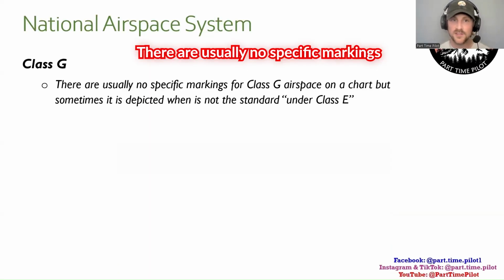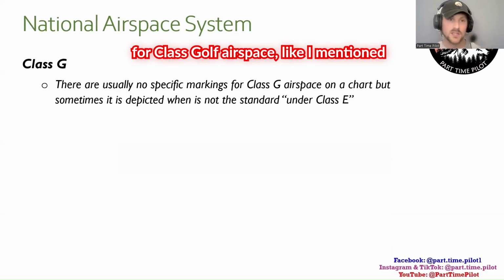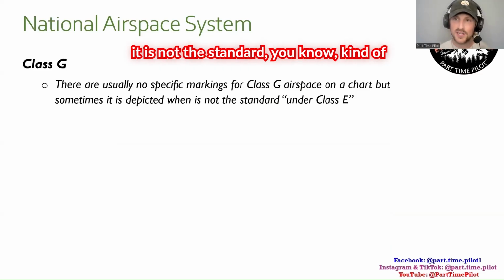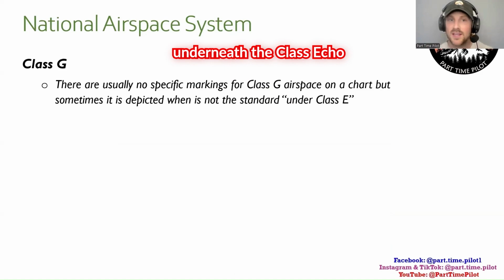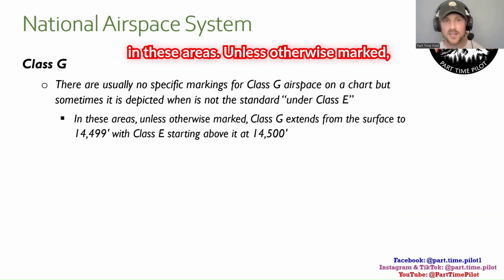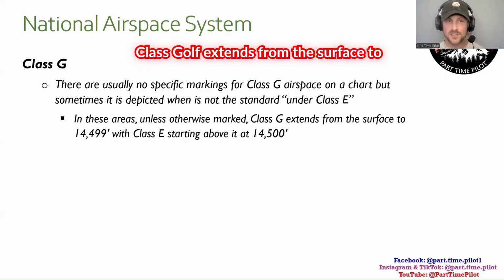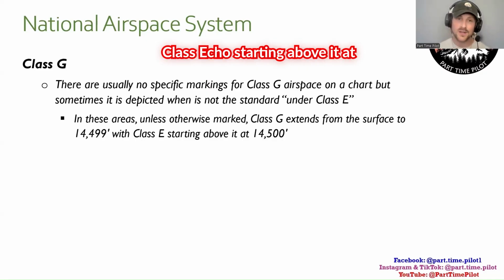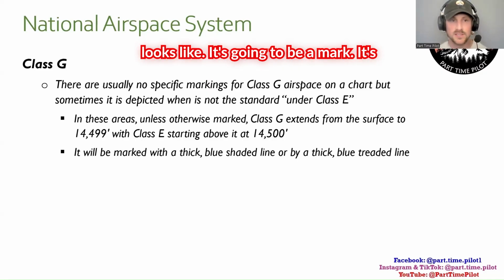There are usually no specific markings for Class Golf airspace, like I mentioned, on a chart, but sometimes it is depicted. It is sometimes depicted when it is not the standard, kind of underneath the Class Echo. In these areas, unless otherwise marked, Class Golf extends from the surface to 14,499 feet, with Class Echo starting above it at 14,500 feet. So let's see what that looks like.